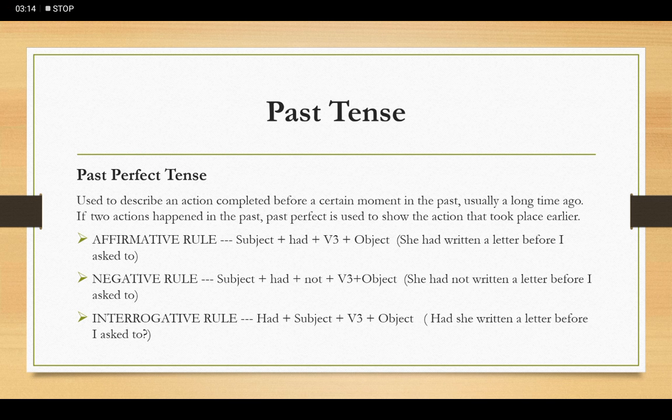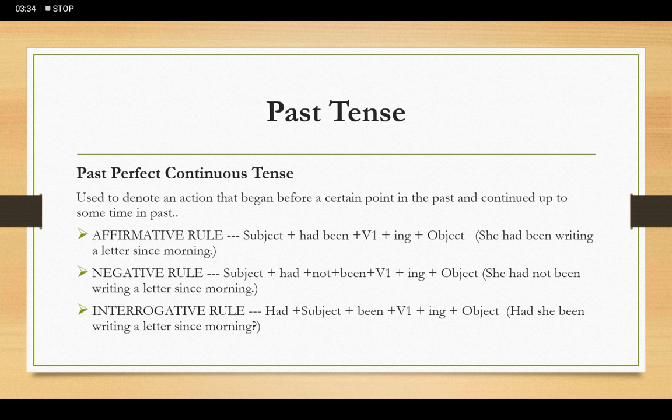She had completed writing the letter. So the activity of writing a letter has already been completed before the activity of asking her to do it. So both the verbs are in the past tense, but one verb which is finished earlier is in the past perfect tense.